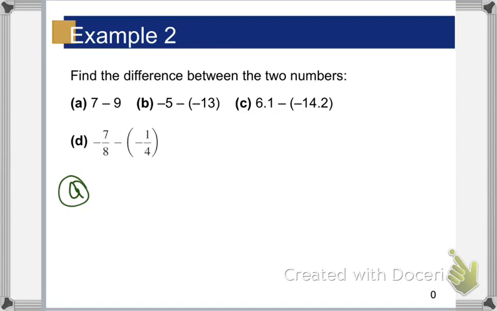I've got 7 minus 9. 7 minus 9. That is going to become 7 plus negative 9. Okay? 7 plus negative 9.